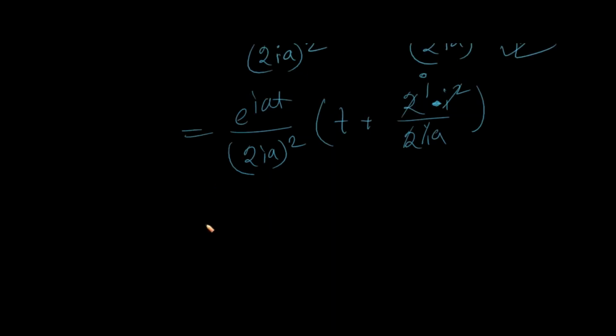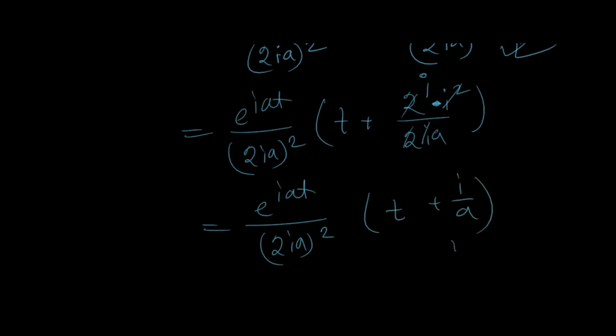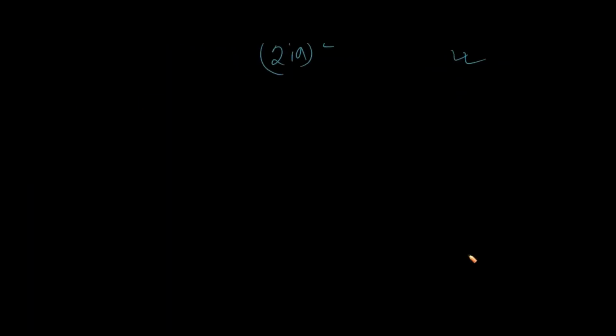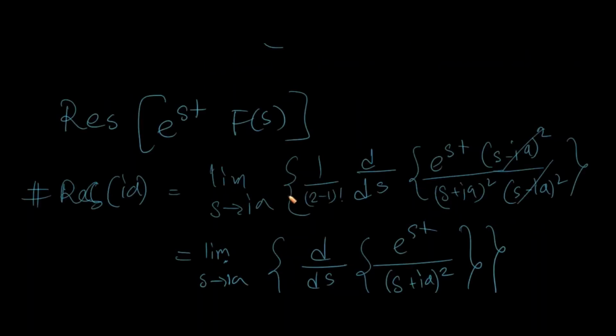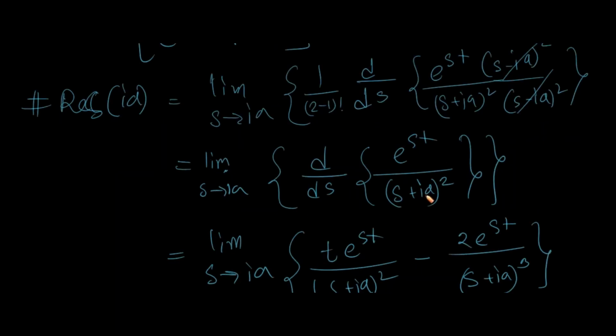So ultimately you will have this e to the power iat over (2ia) whole squared times (t plus ia), something like this. Alright, and similarly, if you calculate the residue for the point minus ia, and I'm not going to write that in detail because I've already done it over here, instead of plus ia over here, you will have a minus ia, and the plus ia will be over here.